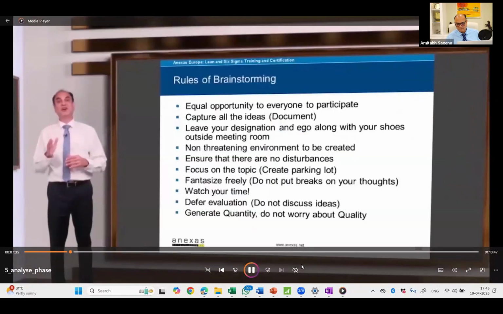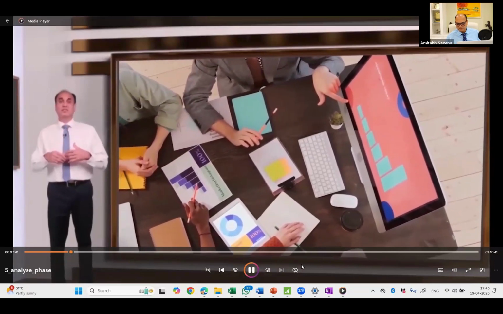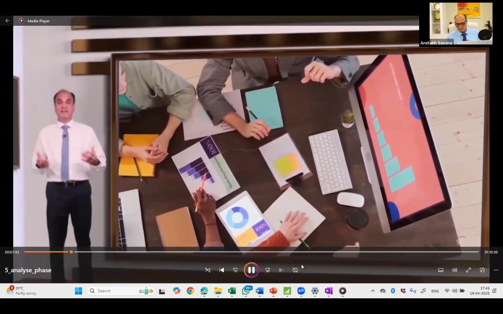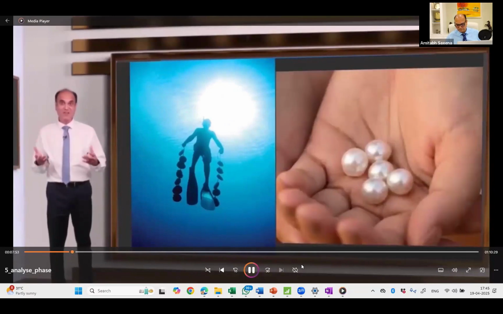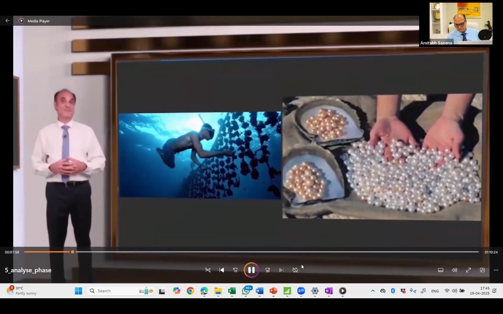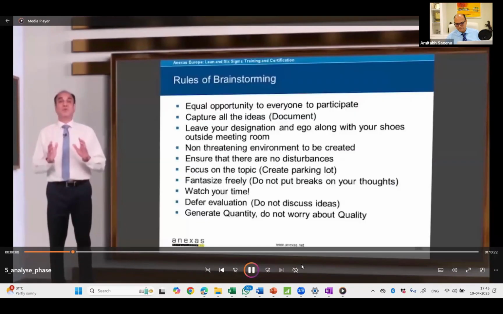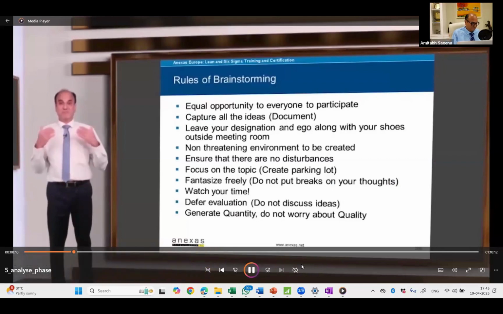Generate quantity, do not worry about the quality at the initial stages. So you have to generate lots of root causes, lots of solutions, the more the better. A pearl diver dives into the sea to find pearls. If he just collects 10 oysters, the probability of getting a pearl is very low. But if he collects thousands of oysters, the probability of getting a pearl is very high. Similarly, if you want to collect great ideas, some out-of-the-box ideas, some creative ideas, then definitely you should create more and more ideas.